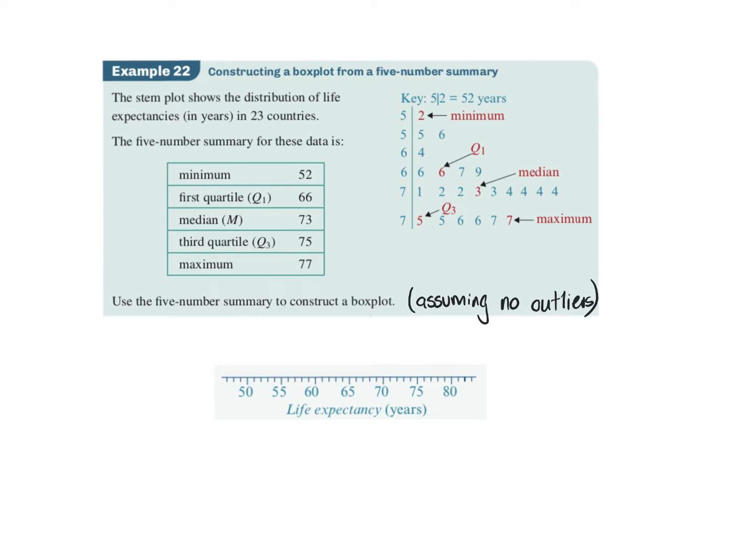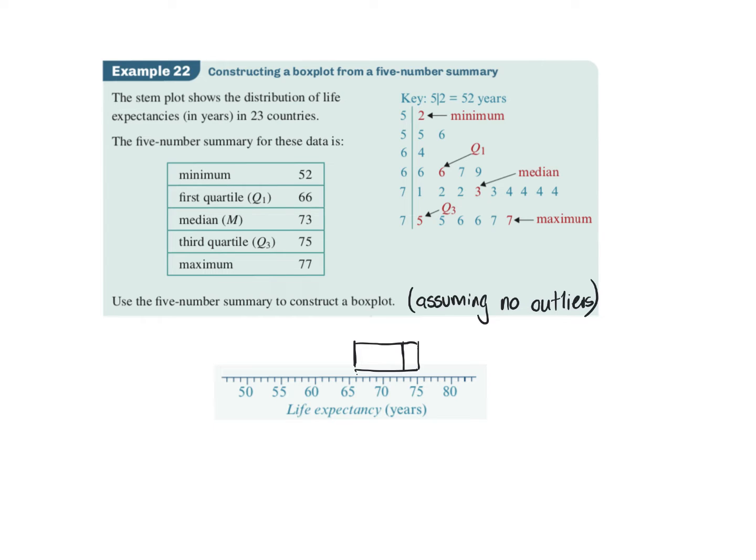I often find it's better to do the middle box bit first. So Q1 is 66. If we look up there, it's about there. So get your ruler and rule a line. Then the median is at 73. So use another little line, and Q3 is 75. So that's there. So if I draw it up like that, and then I'll add the whiskers in.